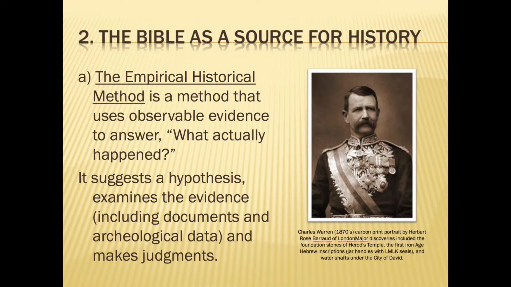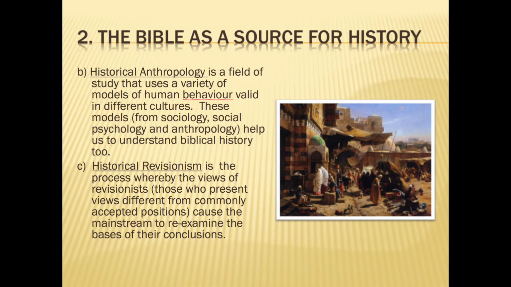The empirical historical method is a method that uses observable evidence to answer what actually happened. So, for example, when we read the conquest narratives in Joshua, a historical critic would say, did it actually happen? And if so, what actually happened? Do we have evidence for this? The empirical historical method suggests a hypothesis, examines the evidence, including documents and archaeological data, and then finally makes a judgment. Historical anthropology is a field of study that uses a variety of models of human behavior valid in different cultures.